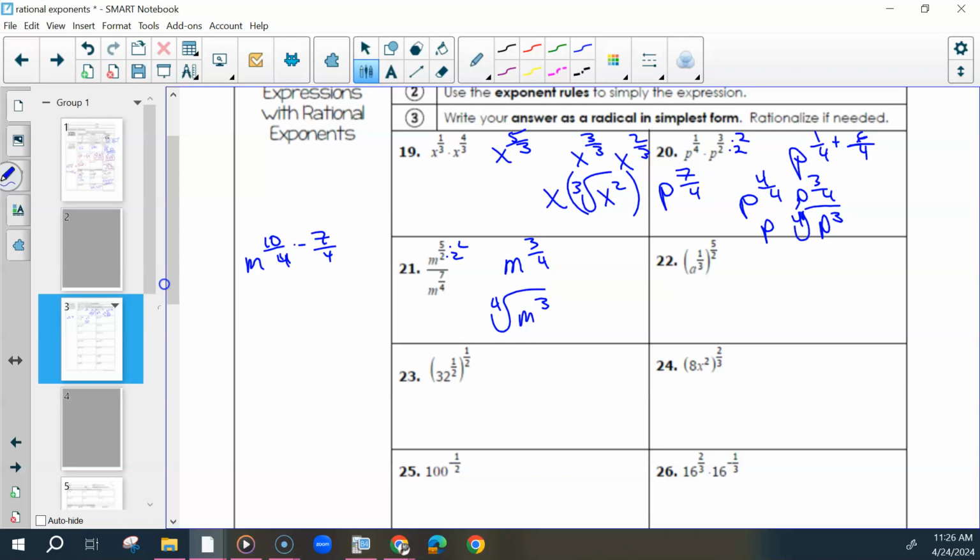We are raising a power to another power. What are we doing with the exponents? Multiplying. So that would be a to what power? 5 sixths. And then we could go straight in and write that in radical form. How would we write that? 6th root of a to the power of 5. Yes. Questions so far?